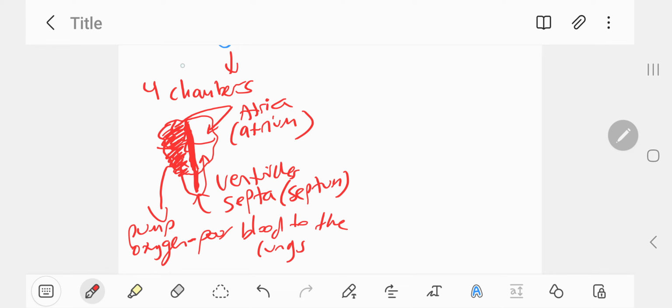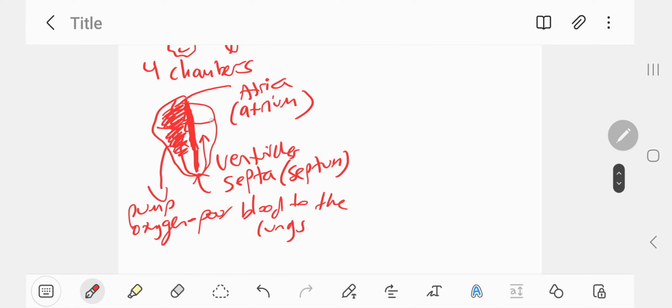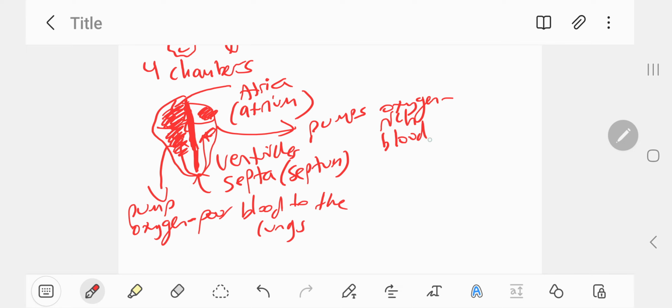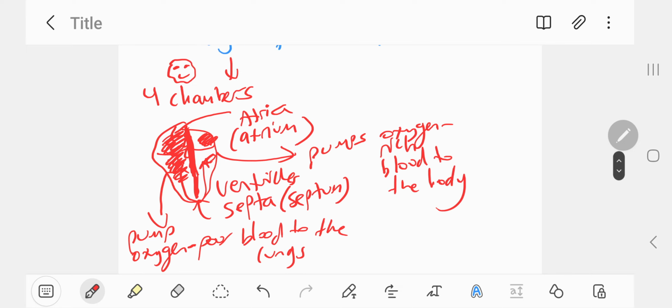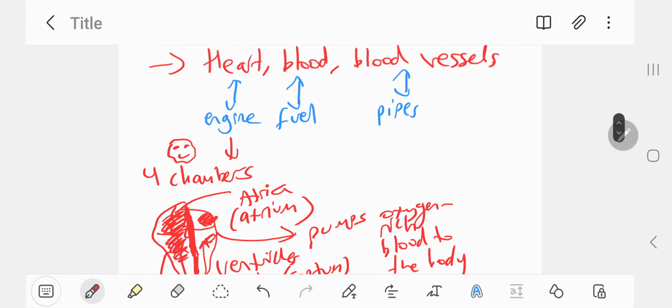Okay, so let's say this is you standing here, right? This is your left here, and this is your right here, right? Just a note. And meanwhile, the left atrium and ventricle pump oxygen-rich blood to the body. Okay, blood that's full of oxygen, full of nutrients.